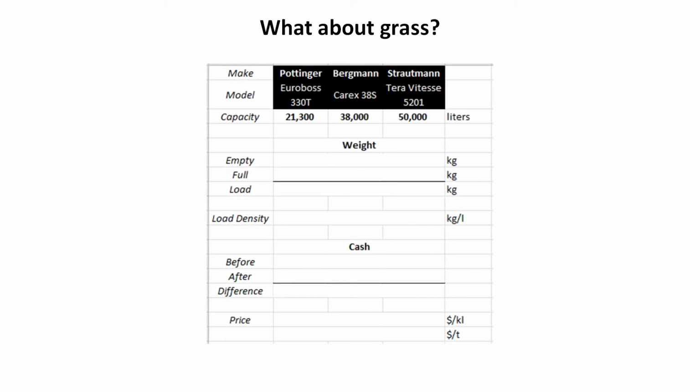So I put together my spreadsheet. Here's the harvesting wagons, Pottinger, Bergman, Stroutman. Here's the capacities that the state's in the shop. Here's their empty weights. Weigh them all on the scales. There's the full weights of grass, which means subtract the two. We end up with load. Pardon me, yes, I know the two numbers are backwards. Subtract them. You get the weight of the load, which gives us a load density, kilograms per liter. Take the load weight divided by the capacity, we get the load density, and they agree across the board. Wonderful. Let's do method 2.